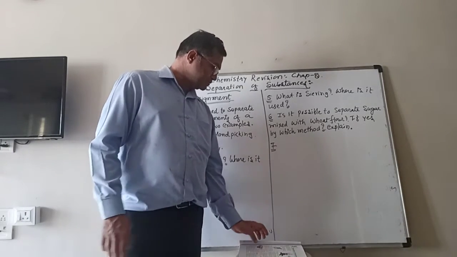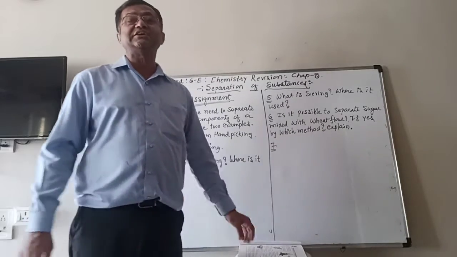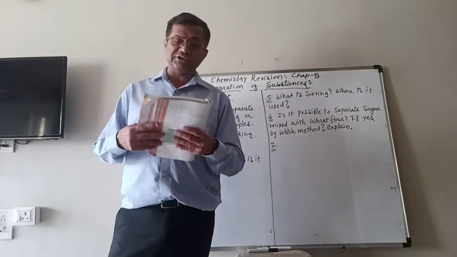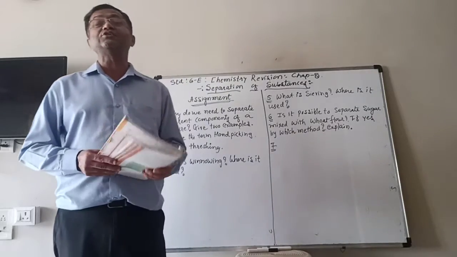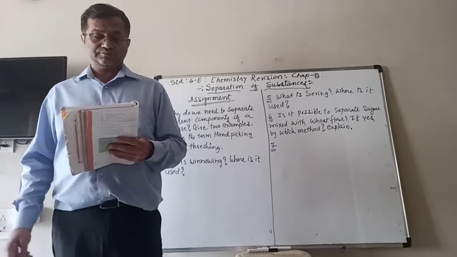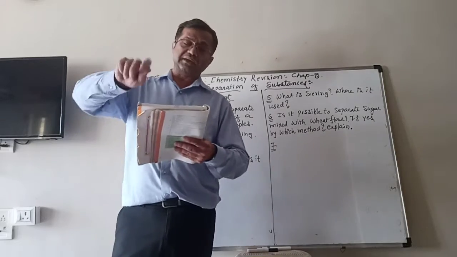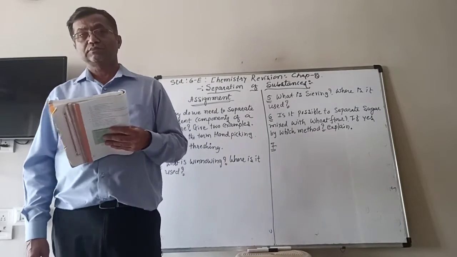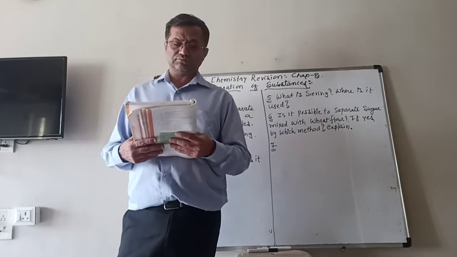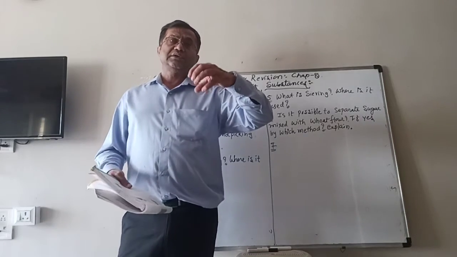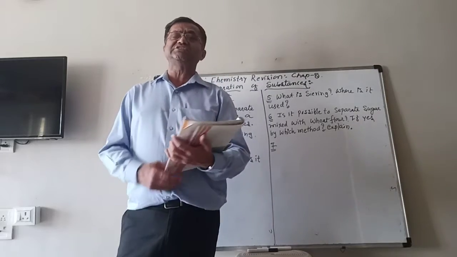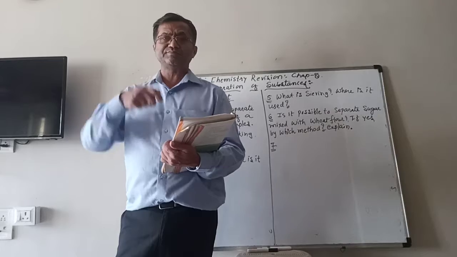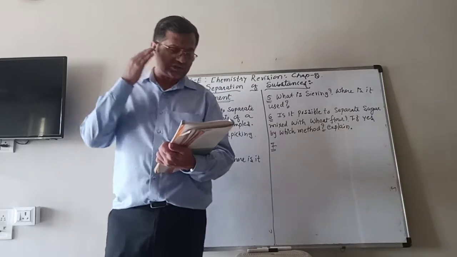For example, in the morning we prepare tea. Then before we drink the tea, what do we do? Tea leaves are separated from the liquid by using the strainer. Using the strainer we filter it. So the tea leaves remain in the strainer and your tea will be in your cup, and then you drink the tea.